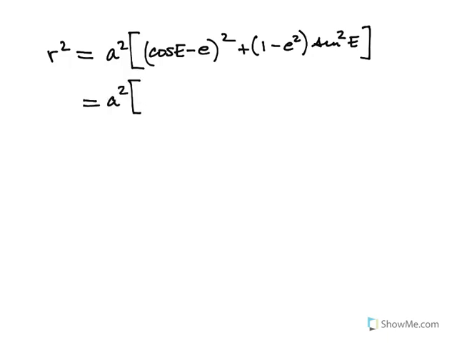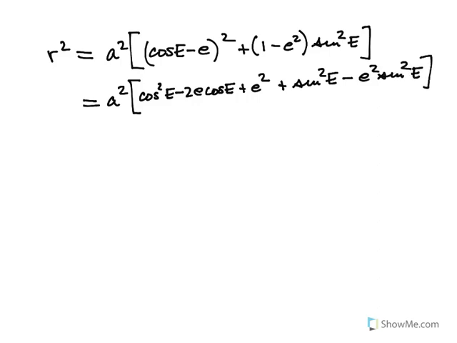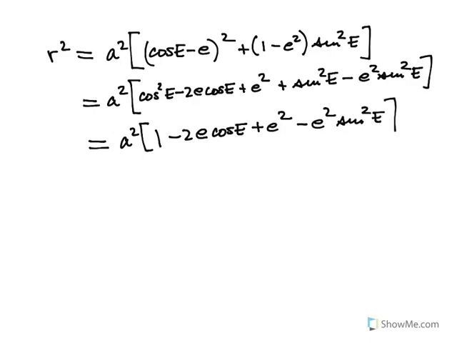This gives a squared times, we've got cosine squared E minus 2e cosine of E plus e squared. And then we've got plus sine squared E minus e squared sine squared E, which is equal to, well, if you look at the equation here, you've got cosine squared E plus sine squared E. So that gives you 1 minus 2e cosine of E plus e squared minus e squared sine squared E.